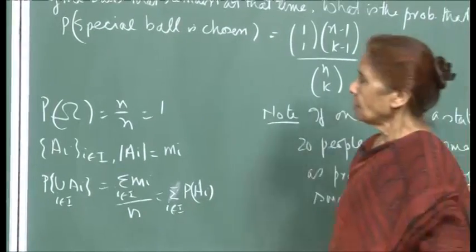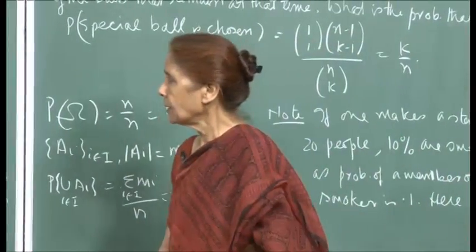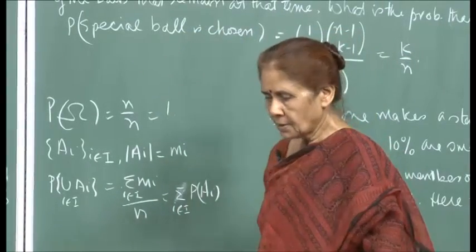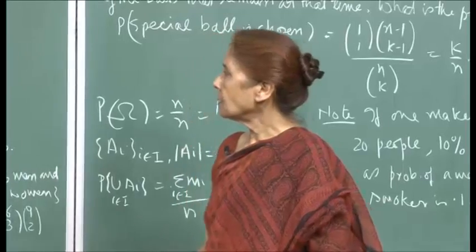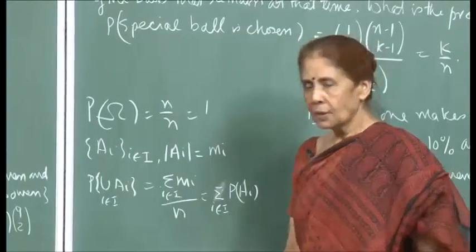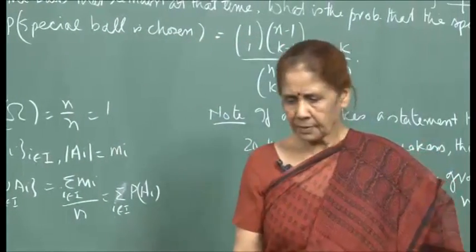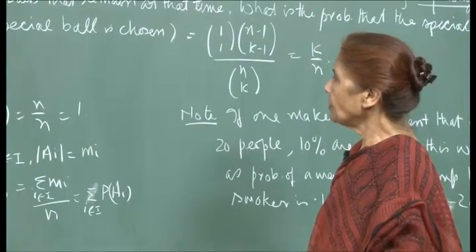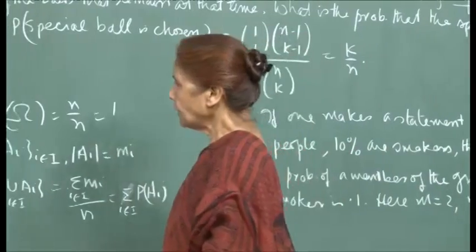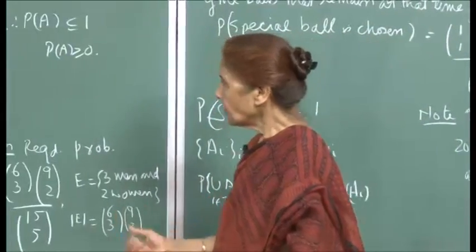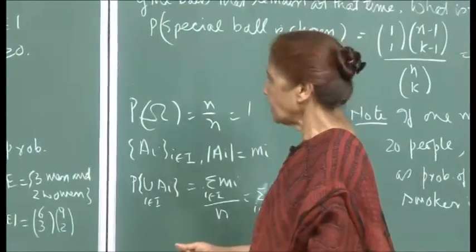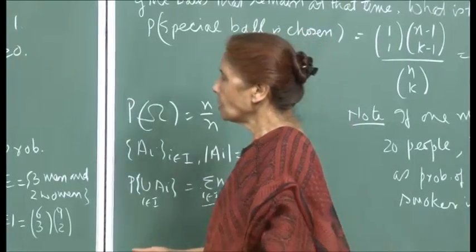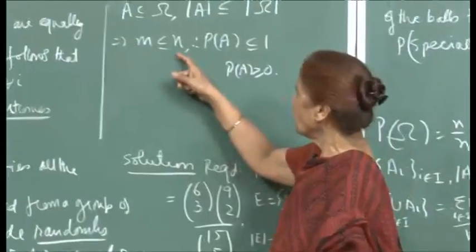So this particular definition works when you assume that the outcomes, the elements of a sample space, have an equally likely chance of occurring, and I take the probability of an event as the number of elements of the sample space in that event divided by the total number of elements in the sample space.